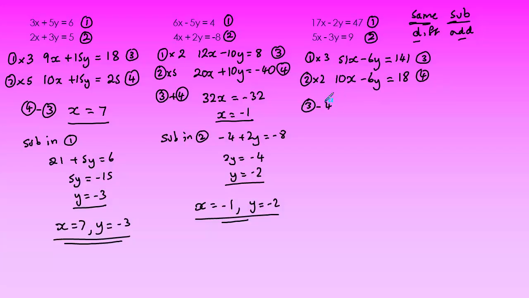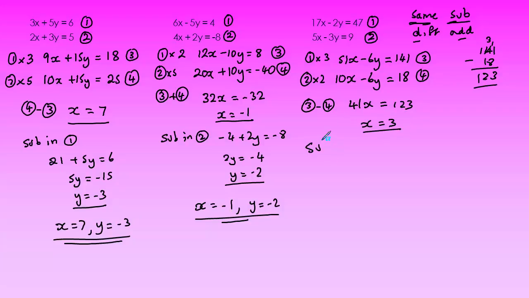Equation 3, take away equation 4, so that gives me 41 x's is 141, take away 18. Just quickly do that over here. So 3, 2, 1, 2, 3. And then I can see that x is equal to 3.